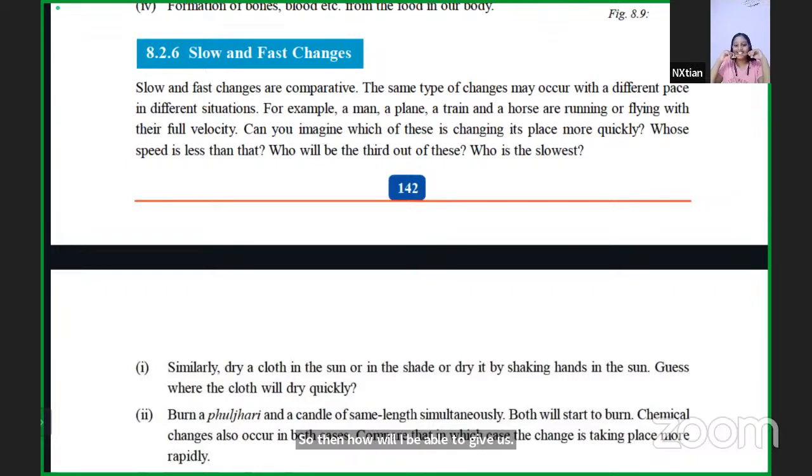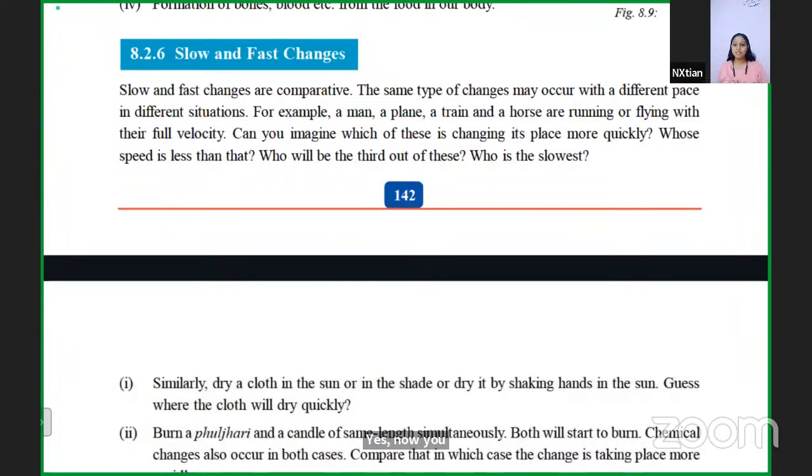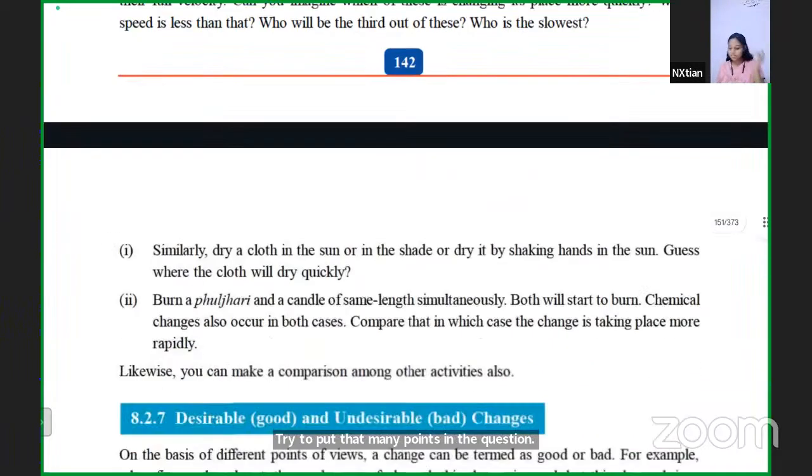I never remember to elaborate it. Yes, now you please remember to elaborate it according to the marks. The number of marks the question is, try to put that many points in the answer, 1 line or 2 line points.